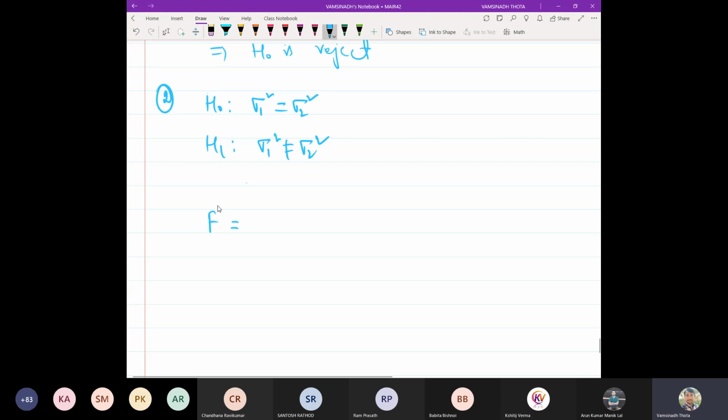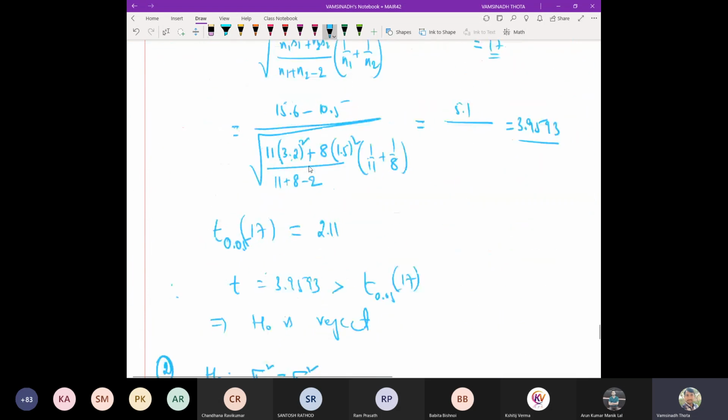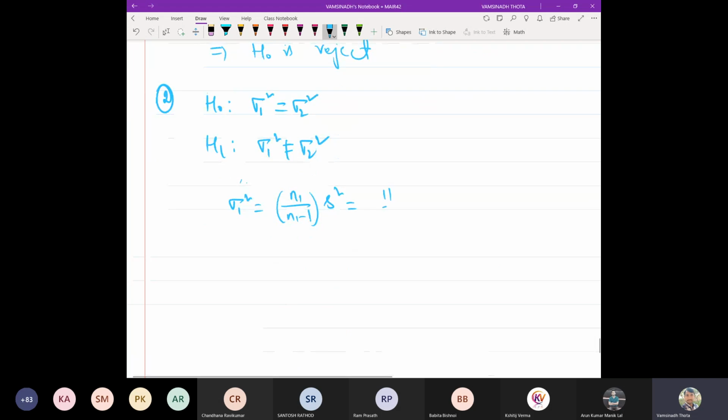Okay, first thing we should get the estimate, right? So first let us get the estimate. So what is the estimate here? So sigma 1 square is given by n1 upon n1 minus 1 times s1 square. So here, what is n1? N1 is 11, right? So 11 upon 10 times 3.2. So that is 1.1 times 3.2. So that is 3.52.